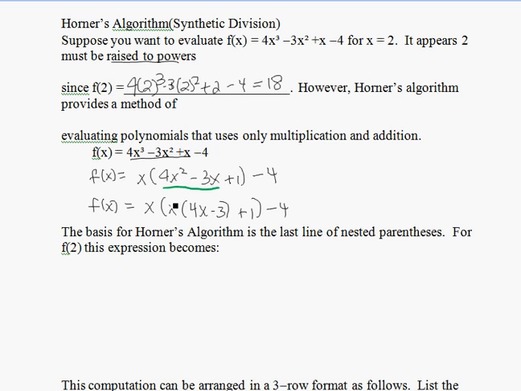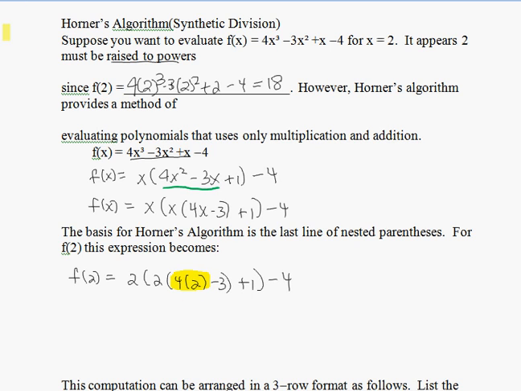So this is how Horner's algorithm or synthetic division actually works. This is a horizontal representation of synthetic division, and we're going to do a vertical representation in a second. So this is the basis for Horner's algorithm. So let's evaluate f of 2. So f of 2, using the above example, would be 2 times 2 times 4 times 2 minus 3 plus 1 minus 4.